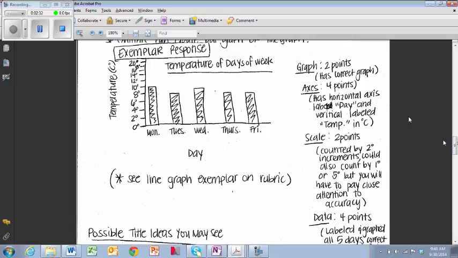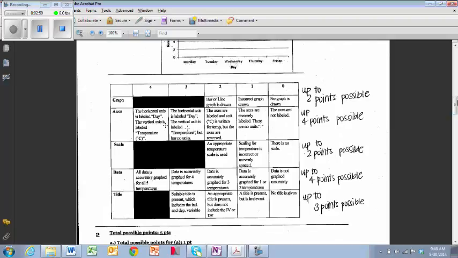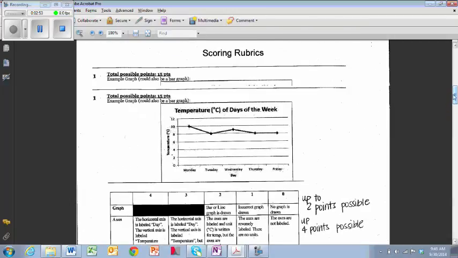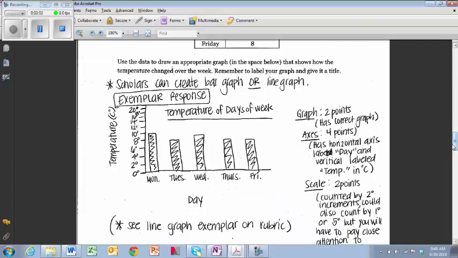The next thing that you want to look at are the axes. So the vertical axes and the horizontal axes. You want to make sure that the axes are labeled correctly. So let me show you up here. You can get up to 4 points for that. You'll want one of the axes to be labeled as day and one as the temperature. Most likely you'll see that scholars who get full points on this, they will label the horizontal axes as day and the vertical axes as the temperature in degrees Celsius.